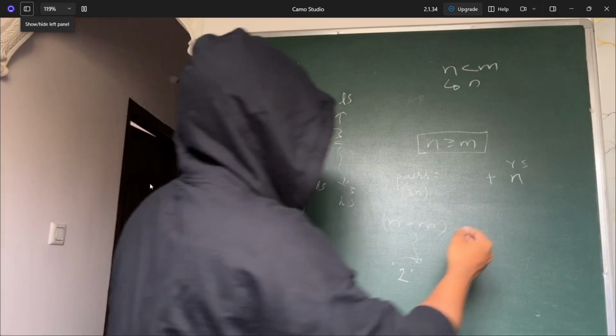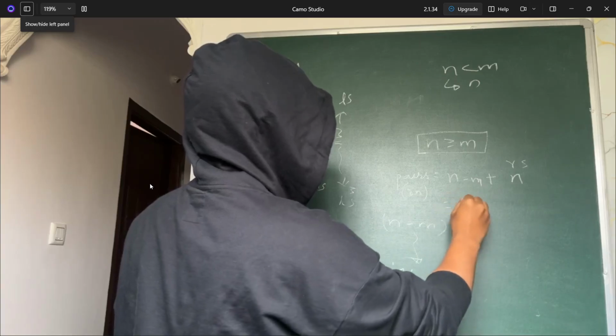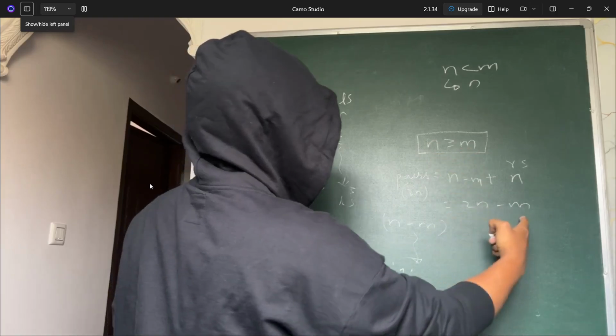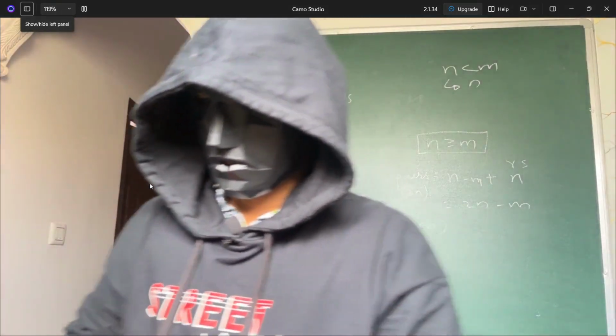So our formula comes out to be n minus m plus n, which comes to be 2n minus m. So when n is greater than or equal to m, you will have to use this formula. When n is less than m, you will have to print n.